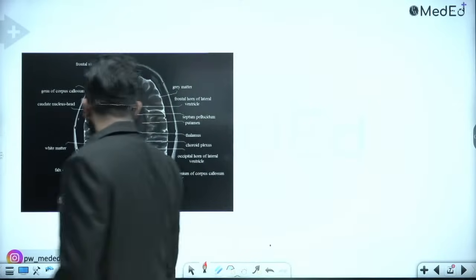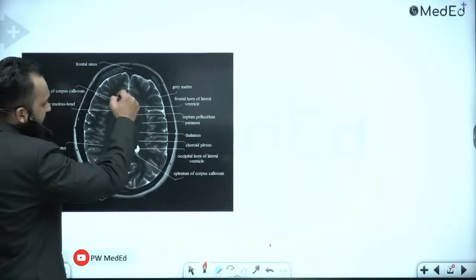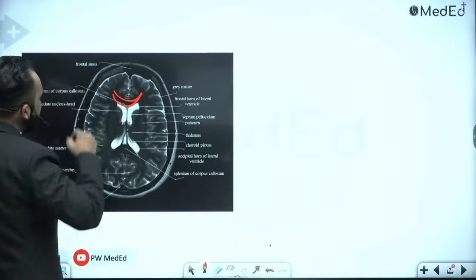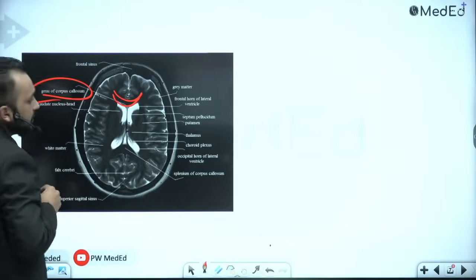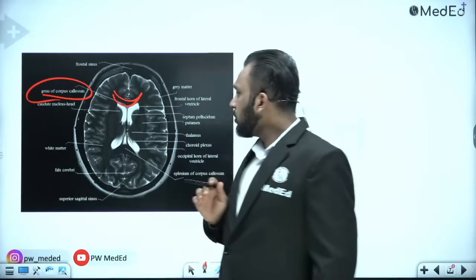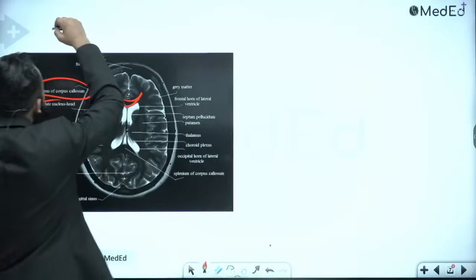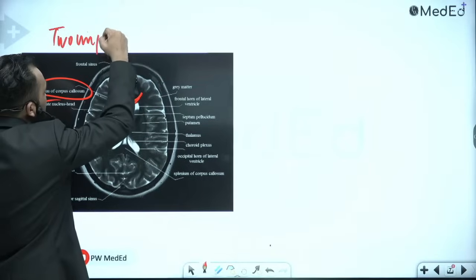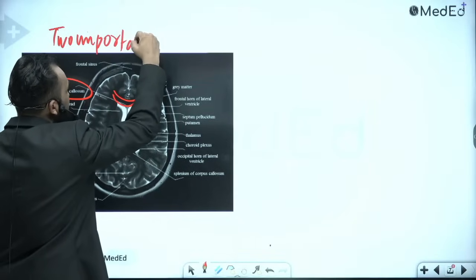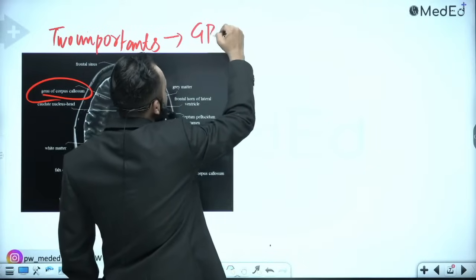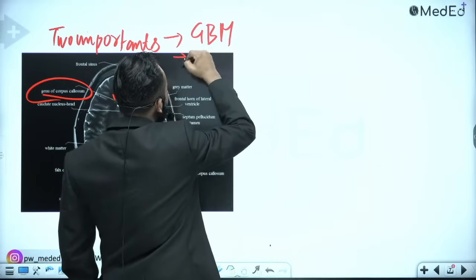So let me just quickly identify all the structures for you. Here we have a white matter tract connecting the two frontal lobes. This is the genu of corpus callosum. For corpus callosum, you should know two important tumors which are going to involve the corpus callosum. These are your glioblastoma multiforme, and the second is lymphoma.